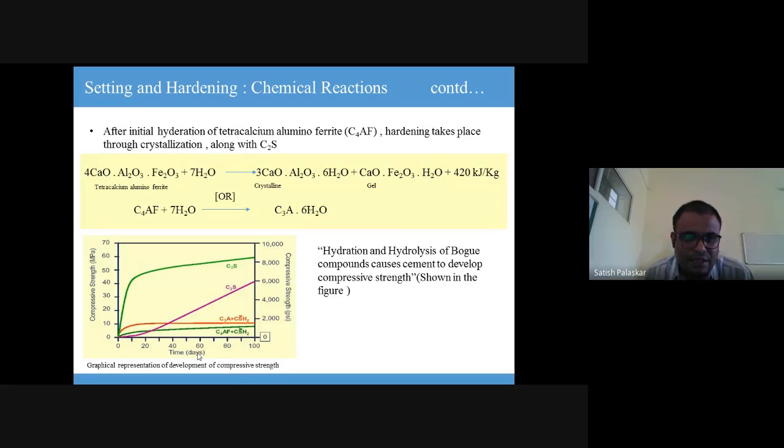Here in the graph, on the horizontal axis time duration is given, and on the vertical axis the compressive strength in MPa is given. See here, each of these compounds causes strength to develop in the concrete, and along with time it is shown how much strength develops. C3S, tricalcium silicate, will develop most of its strength in the initial period, and later on it will continue. At 28 days we consider the compressive strength of the concrete, but it will achieve only 90% of its total strength.